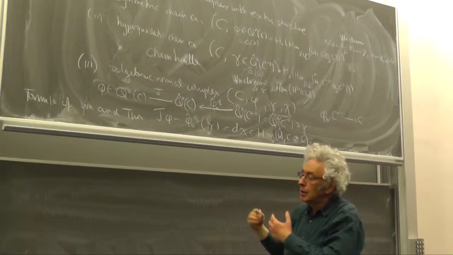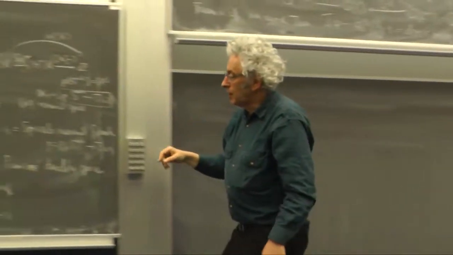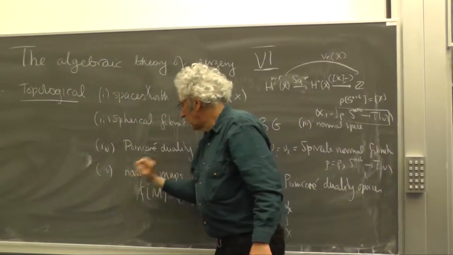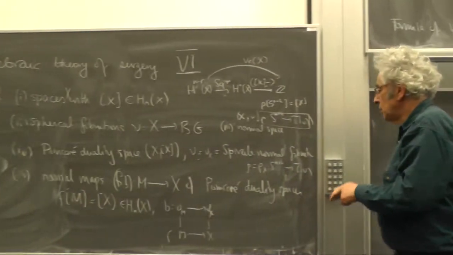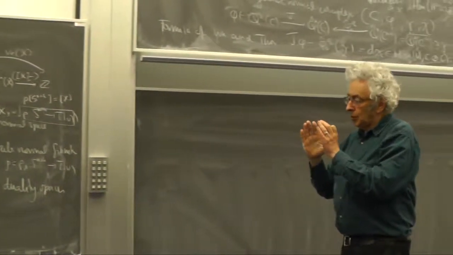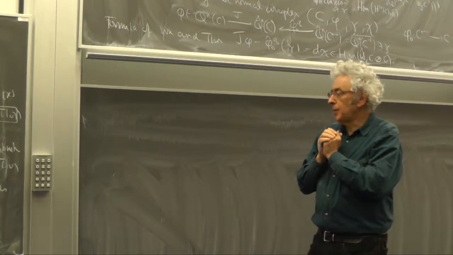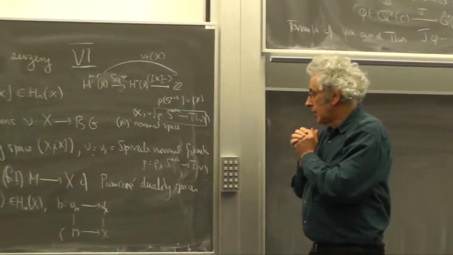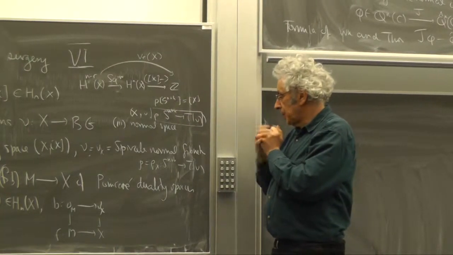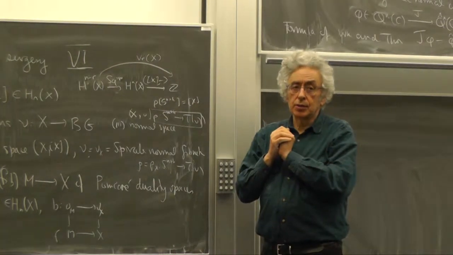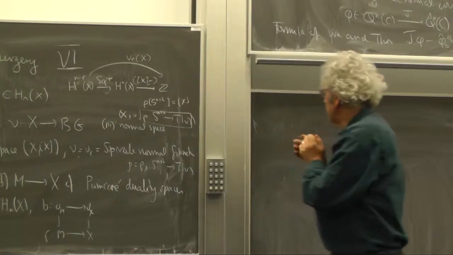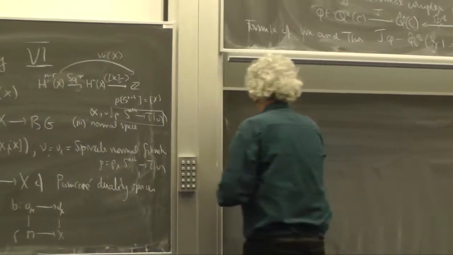Now, that's the beginning of it. The end of it will be part 5. We have a normal map. So in a situation where part or all of the normal fibration is trivial, such as for a framed manifold or a framed Poincare duality space, there's a quadratic structure. So let me remind you what J is.